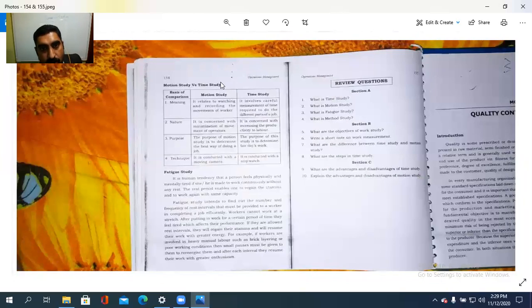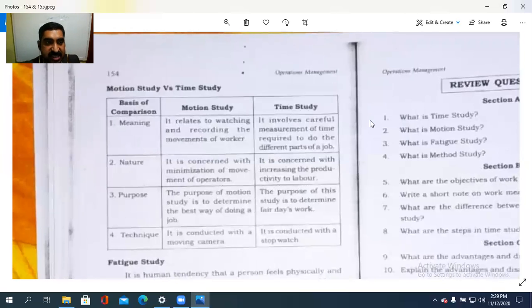Next step, we are going to check the motion study versus time study. The difference between motion study and time study: motion study relates to watching and recording the movements of a worker, while time study involves careful measurement of the time required to do different parts of a job, or particular parts of the job that are to be clearly examined.